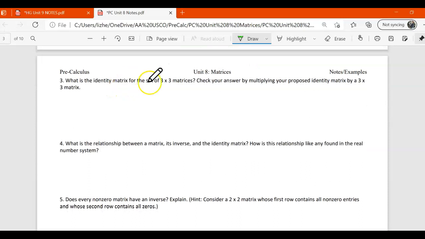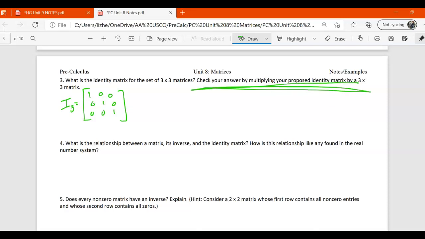3. What is the identity matrix for the set of 3 by 3 matrices? So that would be 1, 1, 1 on the diagonal and 0s everywhere else. There's your identity matrix. And then it says check your answer by multiplying your proposed identity matrix by a 3 by 3 matrix. I will leave that to you to do because this video is getting very long.